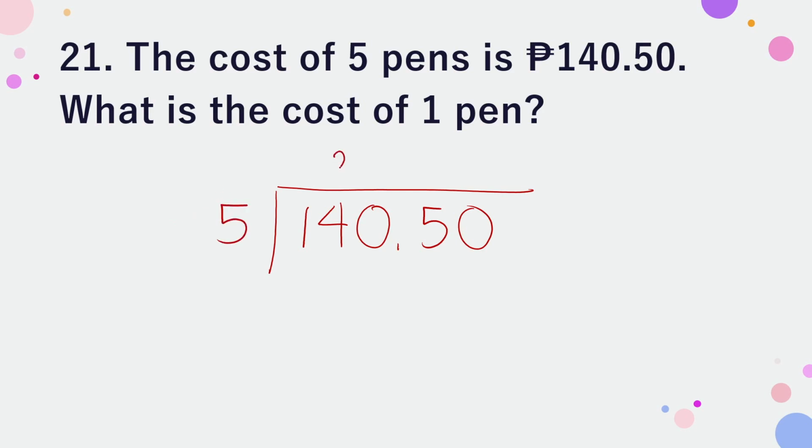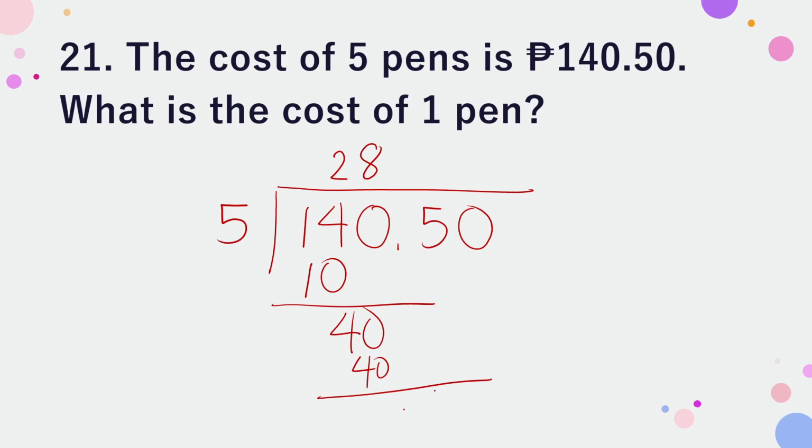So I have 2, 10, 40. I have 8, 40. That's 5, by the way. 1, 5, 0. Oh, this is now the cost of one ball pen. 28 pesos and 10 centavos.